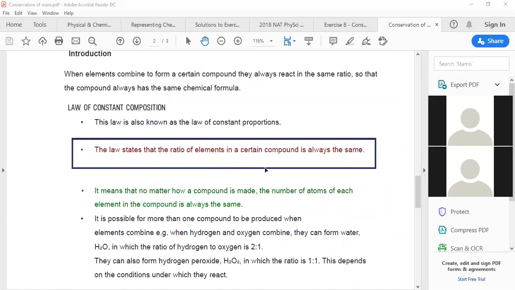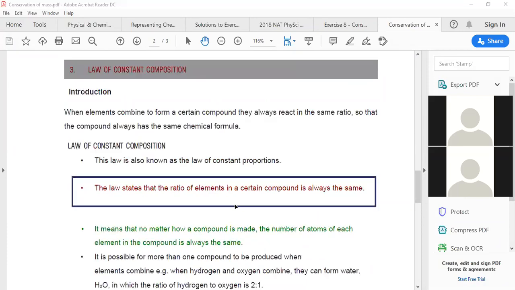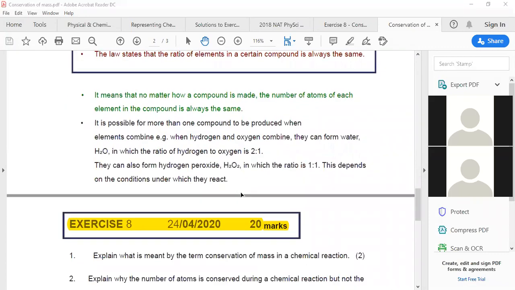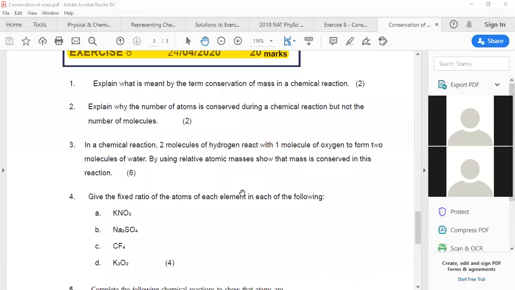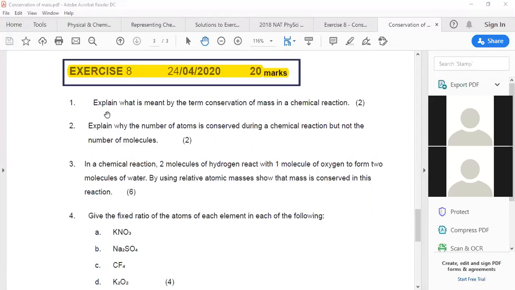It means in a certain compound, the ratio is always fixed. It's always the same for that particular molecule. Clear? So water will always be 2:1, if that is the ratio of hydrogen to oxygen. If it goes to 1:1, then it's no longer water. It becomes another substance, which will be your hydrogen peroxide. Clear? Right. Then there was activity 8, where you had to answer these questions here.